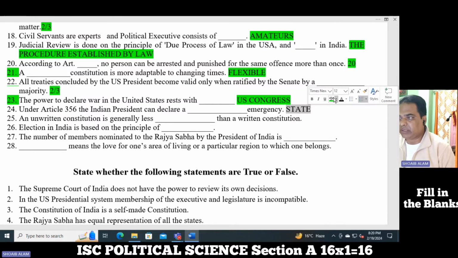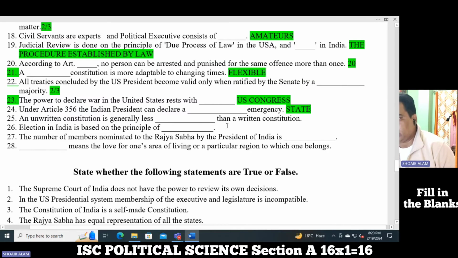There are three types of emergencies. There is a national emergency, whenever there is an internal or external threat. The next one we have is financial emergency, when the financial condition of the country is not stable. And the other one is that if the state government or the state machinery is not functioning as per the constitution, the president can declare President's rule in that state under Article 356, so state emergency.